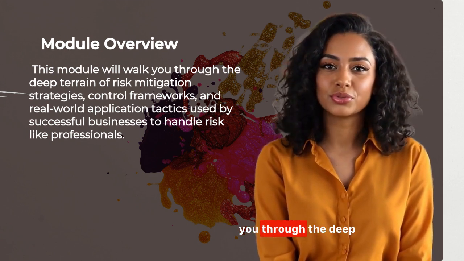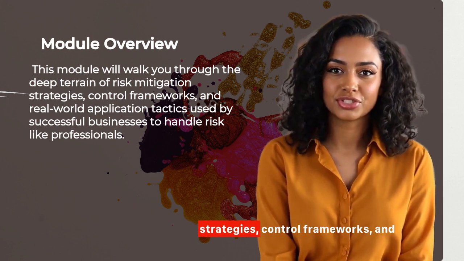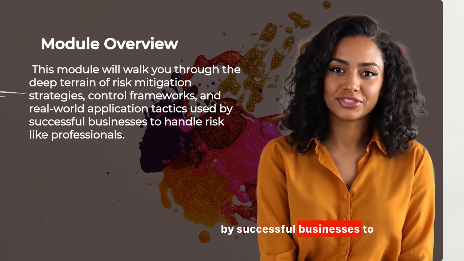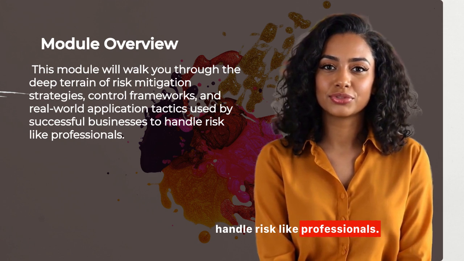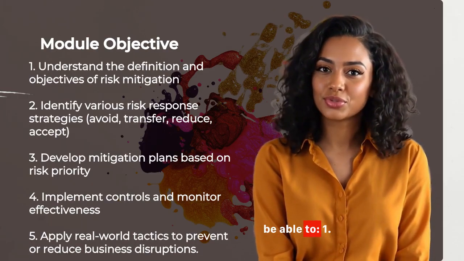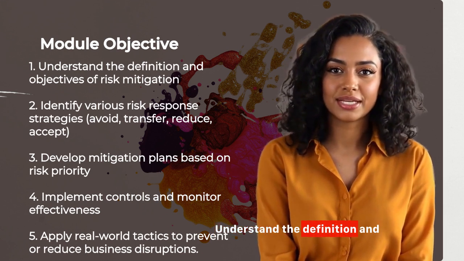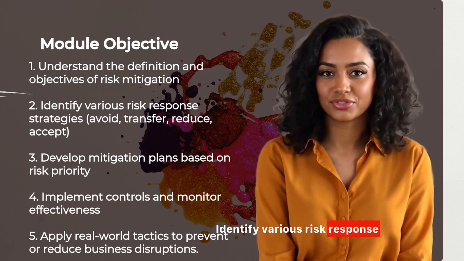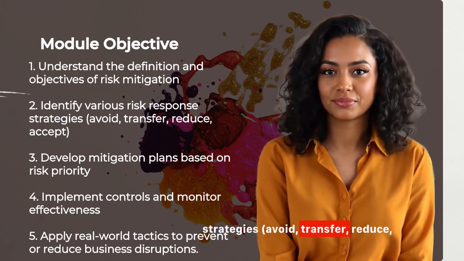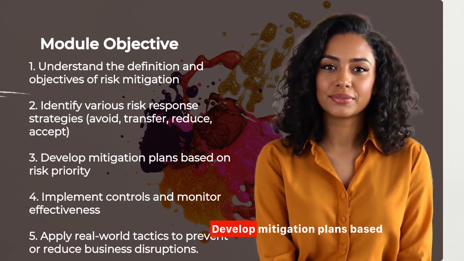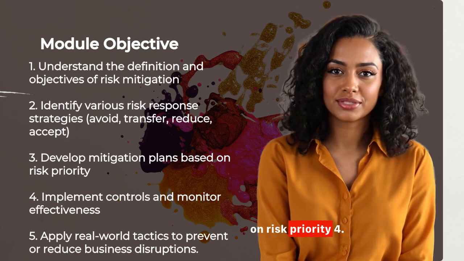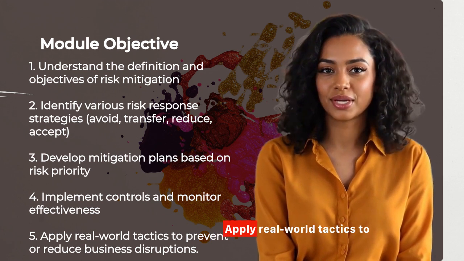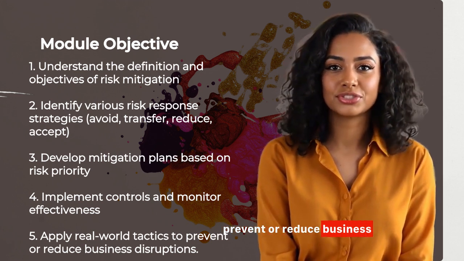This module will walk you through the deep terrain of risk mitigation strategies, control frameworks, and real-world application tactics used by successful businesses to handle risk like professionals. By the end of this module, you should be able to: 1. Understand the definition and objectives of risk mitigation. 2. Identify various risk response strategies: avoid, transfer, reduce, accept. 3. Develop mitigation plans based on risk priority. 4. Implement controls and monitor effectiveness. And 5. Apply real-world tactics to prevent or reduce business disruptions.